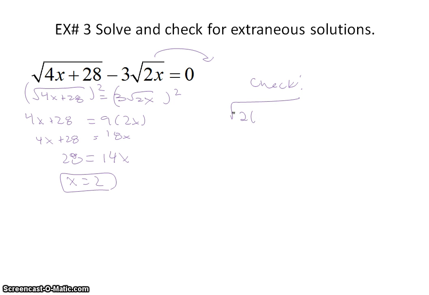So the square root of 2 times 4 plus 28, minus 3 times the square root of 4. 2 times 4 is 8, plus 28 is 36. The square root of 36 is 6, minus 3 times the square root of 4, which is 2. That equals 0, and we wanted to confirm that it did equal 0, so it does check out. And that is problem number 3.